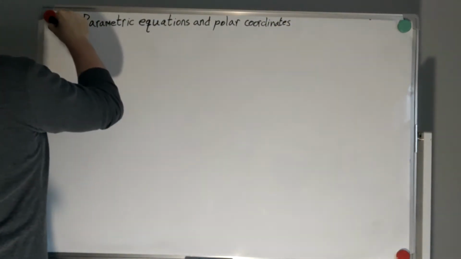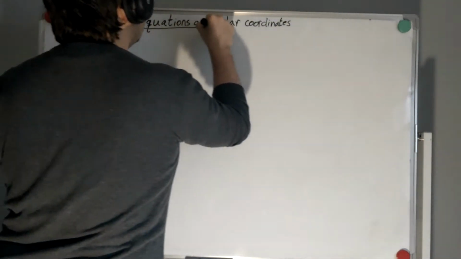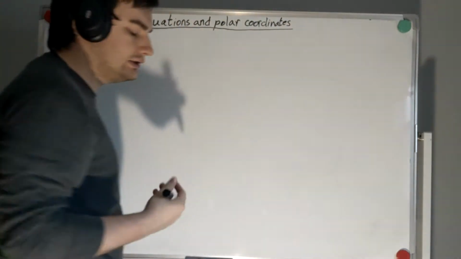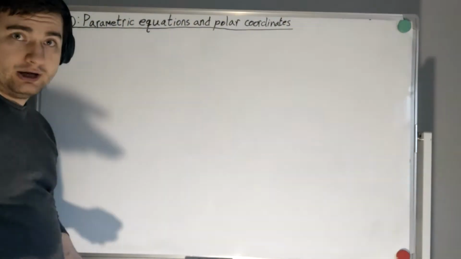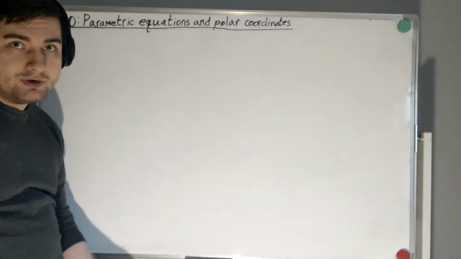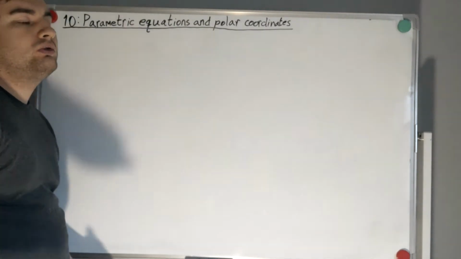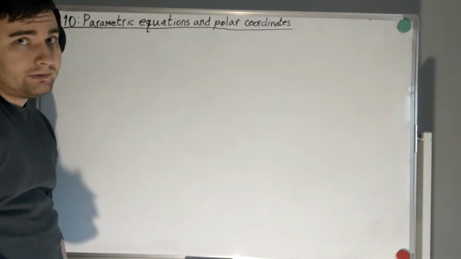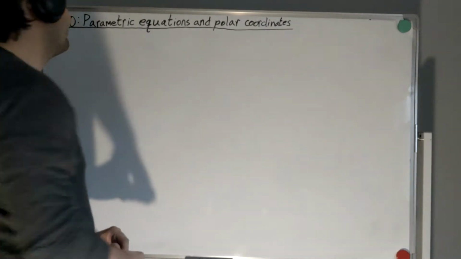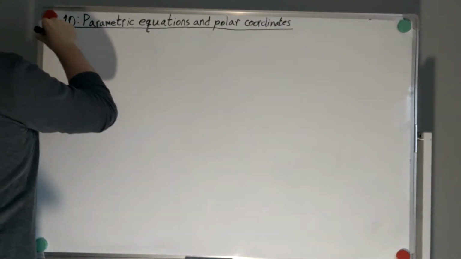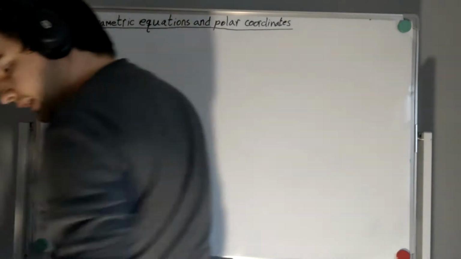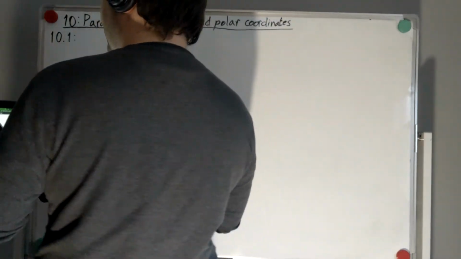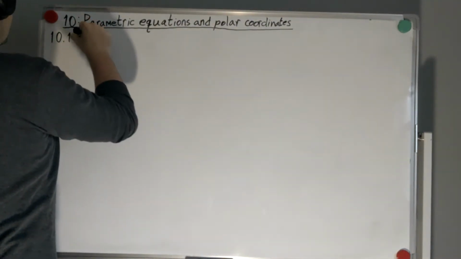So the idea of this chapter is that we're going to try to extend calculus, namely tangent lines and areas, derivatives and integrals, to curves that are not necessarily defined by functions. So in 10.1, we're starting with curves defined by parametric equations.